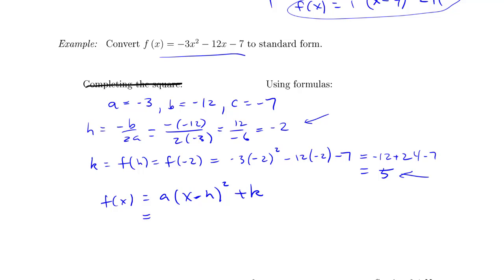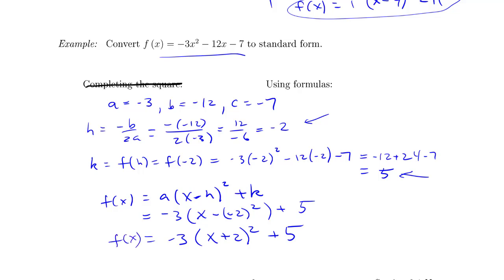So in this one, our a is still negative 3, x minus h, which was negative 2, squared, plus k is 5, so it becomes negative 3 times (x plus 2) squared plus 5. And so there is our standard form for that quadratic.